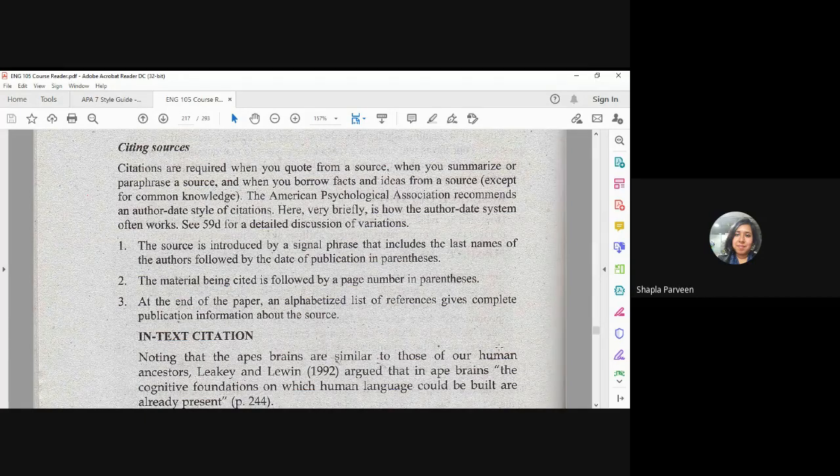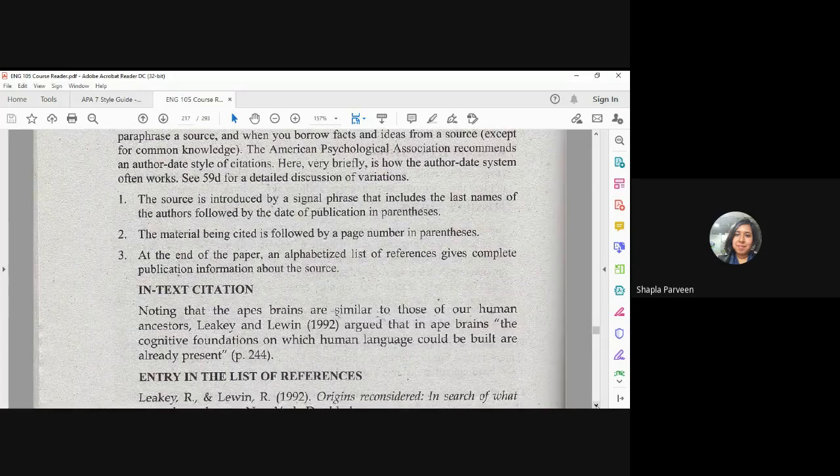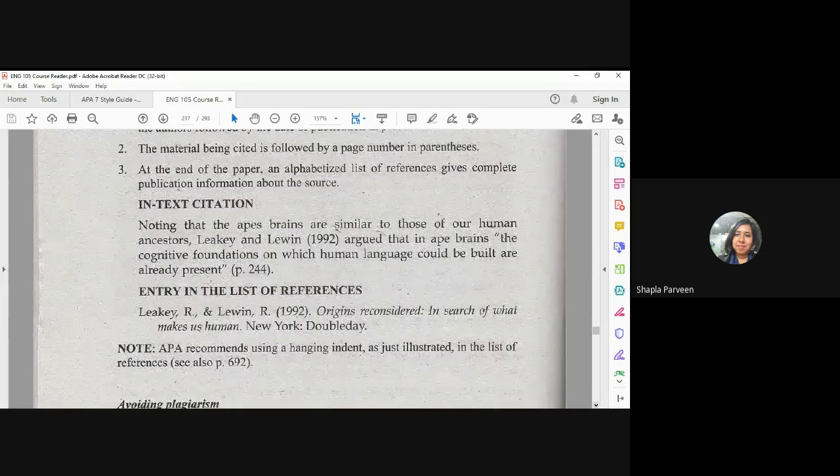Okay, so here is an example of what an in-text citation and the reference list look like. In-text citation, this is an example: "Noting that apes' brains are similar to those of our human ancestors, Leakey and Lewin (1994)..." You can see Leakey and Lewin are the last names of these two authors, then the year of publication is given in brackets. They argued that in apes' brains, then there's a quotation given.